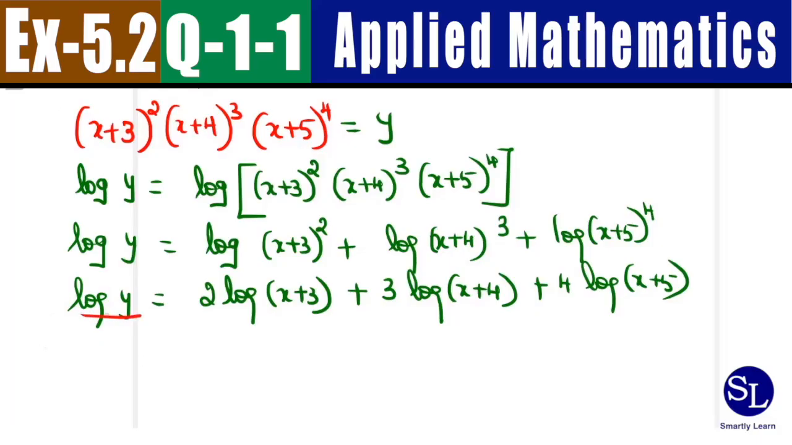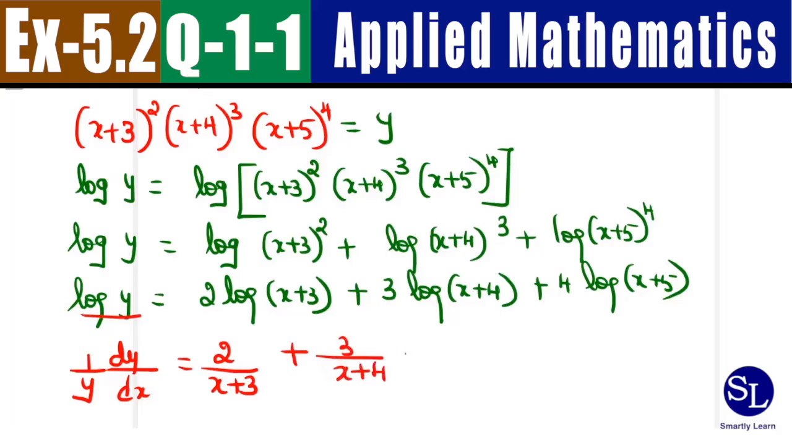So here this is log y, so it is 1 by y dy by dx is equal to 2 is a constant, so outside, log of x plus 3 is nothing but 1 divided by x plus 3. So this is 2 by x plus 3. Similarly, plus 3 by x plus 4 plus 4 divided by x plus 5. Now that we have done, we need the value of dy by dx. So I'm going to take the 1 by y to the other side.